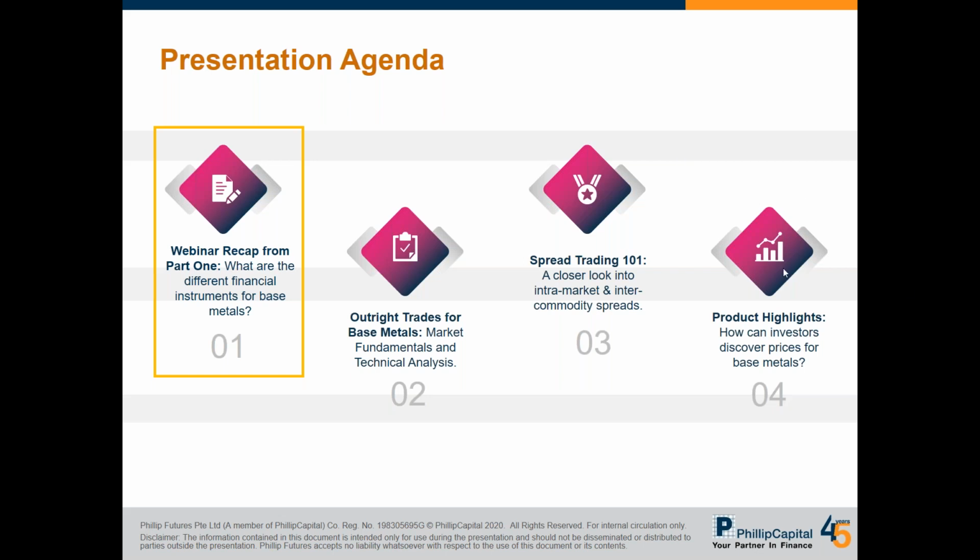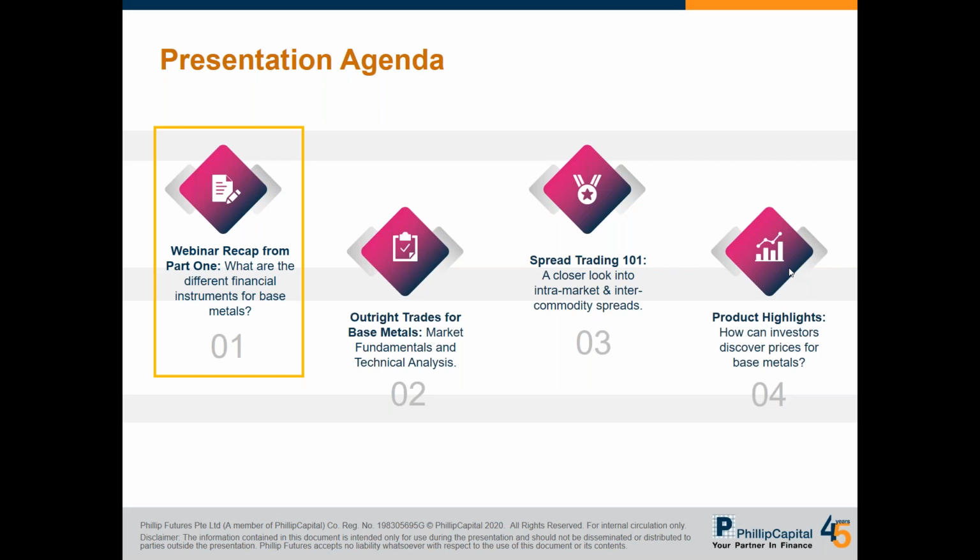Lastly, of course, we look at product highlights. We show some of the key product developments that have happened in the non-ferrous space. I'll highlight some of the technical portions of the base metal contracts, the specs, etc., and why investors can utilize exchange traded derivatives to discover prices in the non-ferrous space. Of course, Q&A will follow shortly after.